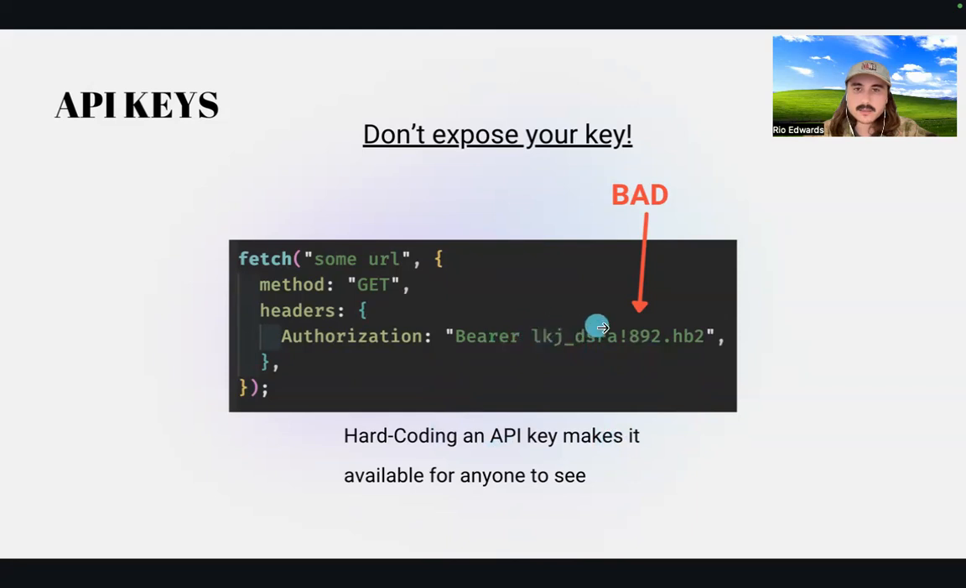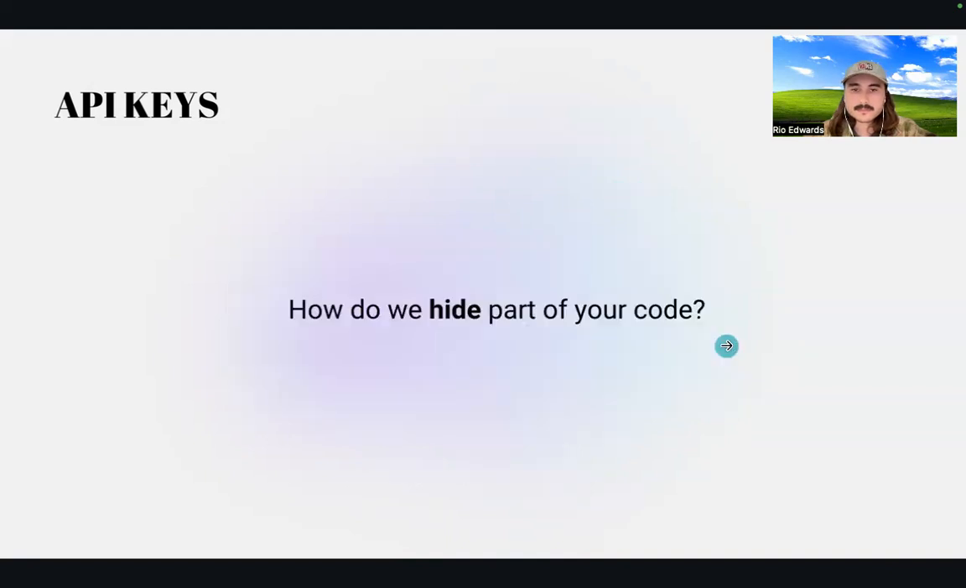And how do you hide a value that's just in your code? How do you hide part of your code? Because so far you could just keep all of your code hidden, but what if you want to put it on GitHub and you want other people to be able to work on it and you want to be able to send it to people's computers to run on their computers in their web browser? We can't just hard code that API key in. That's bad.